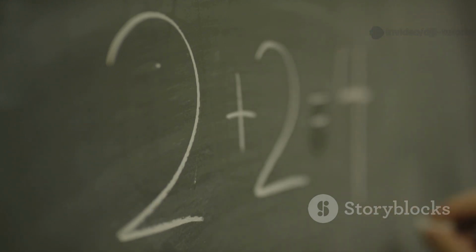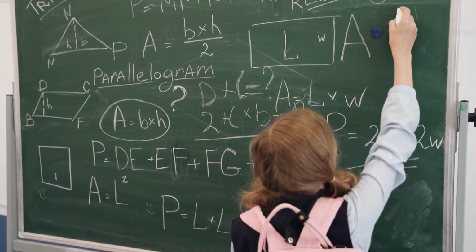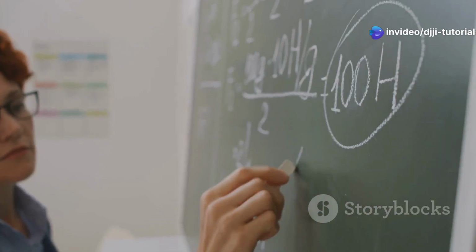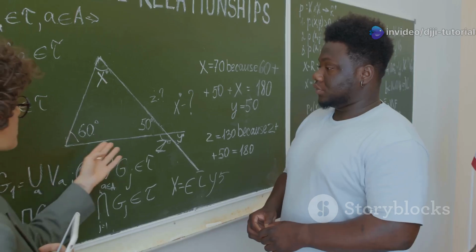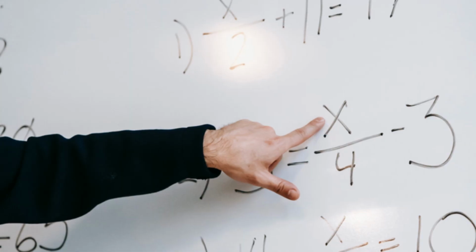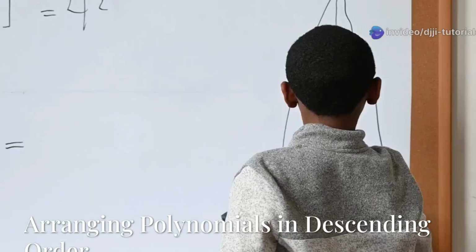Types of polynomials. Monomial: a polynomial with one term, for example 3x squared. Binomial: a polynomial with two terms, for example x squared plus 2x. Trinomial: a polynomial with three terms, for example x squared plus 2x plus 1. The degree of a polynomial is the highest of the degrees of the polynomial's monomials, which are the individual terms with non-zero coefficients.